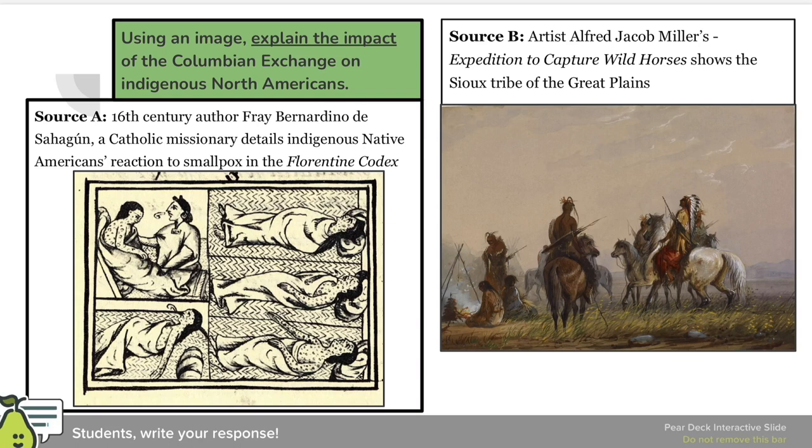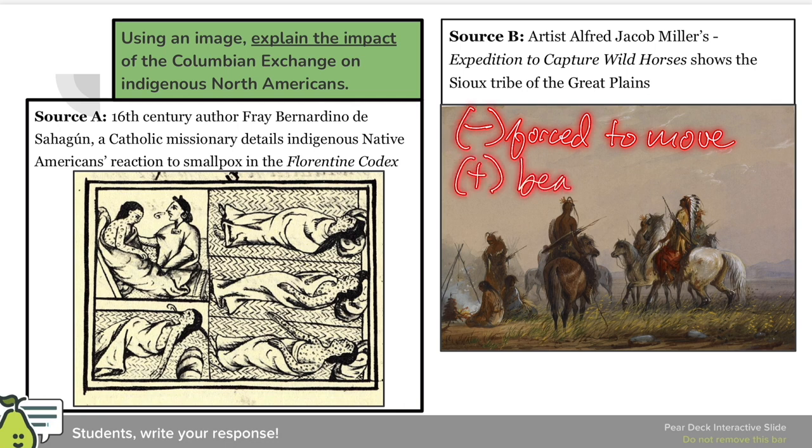Then over here, source B, expedition to capture wild horses, shows the Sioux tribe of the Great Plains. So we have to use this image, and this image shows Native Americans, not Europeans, not Africans, on horseback. So would this be a positive or a negative impact of the Columbian Exchange? Positive, because you gave them new beasts of burden. Yeah, you're all right. It can be both, but you have to argue it. You have to prove it. David said negative because they were forced to move out to the plains and adopt a nomadic lifestyle. That's perfectly correct because their culture and their society crumbled as it was colonized.